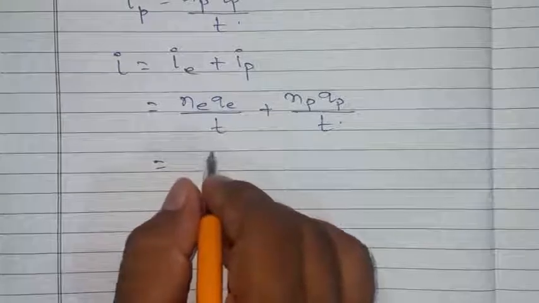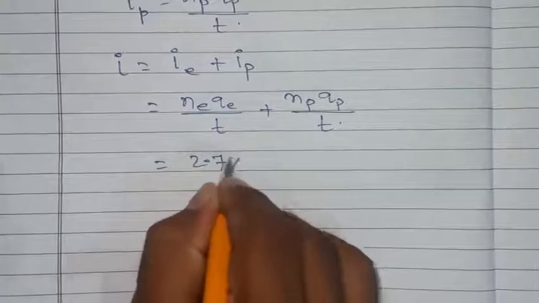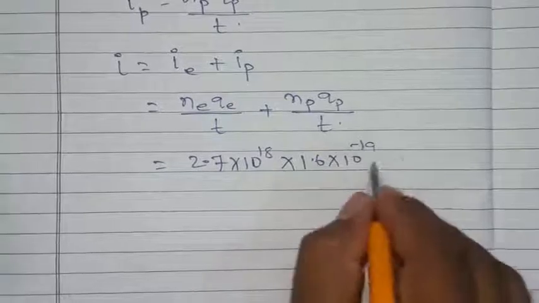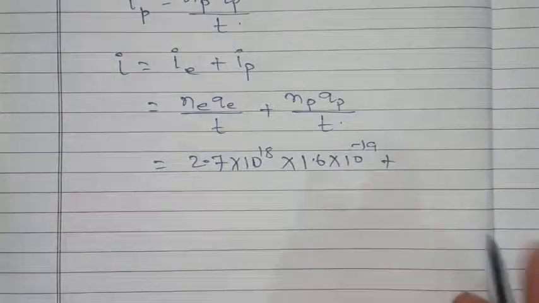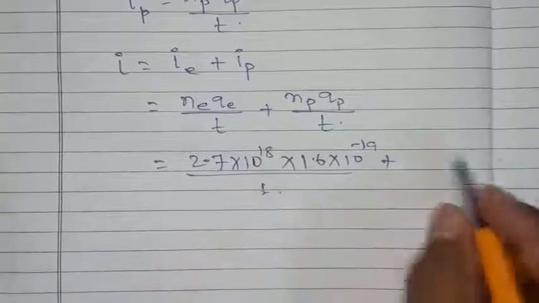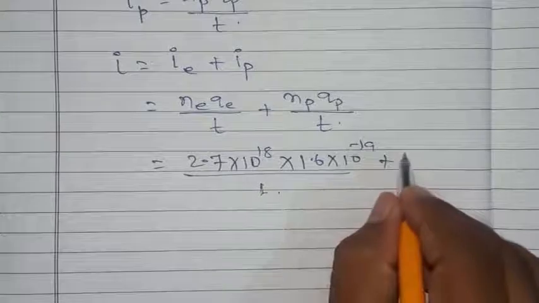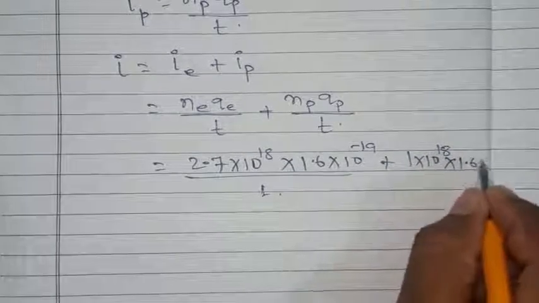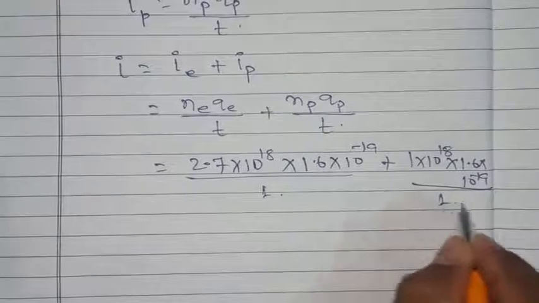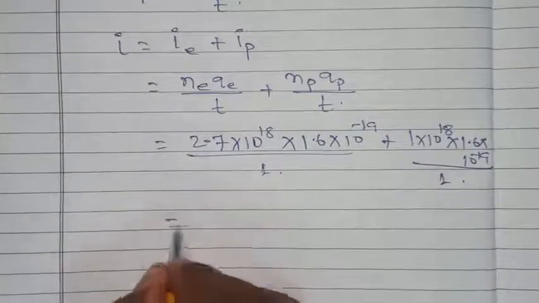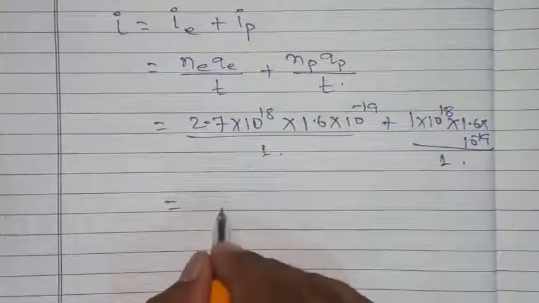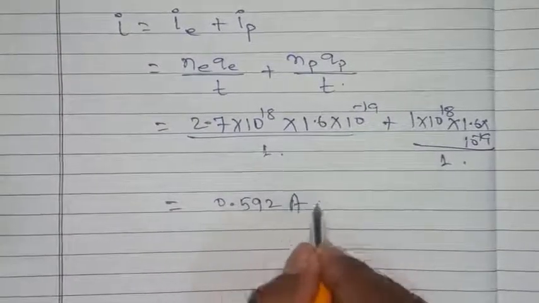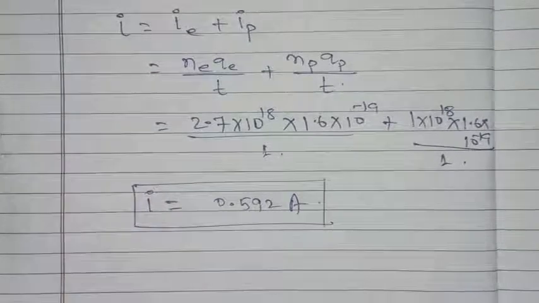We can put the value of Ne, which is given in the question, 2.7 into 10 to the power 18, into charge of electron equals 1.6 into 10 to the power minus 19, divided by T equals 1 second, plus number of protons equals 1 into 10 to the power 18 into charge of proton equals 1.6 into 10 to the power minus 19 divided by 1 second, and the result comes out to be 0.592 ampere. I equals 0.592 ampere.